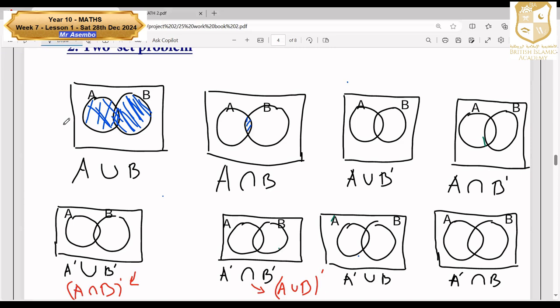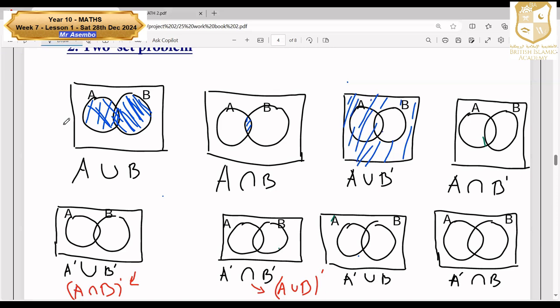The third one, A union B complement. Now remember, the B complement is everything that is not in B. So we can start by shading everything that is not in B first.